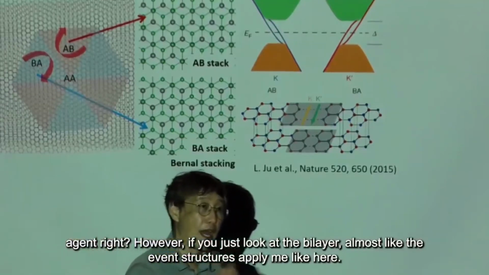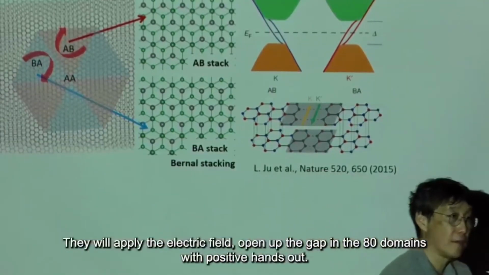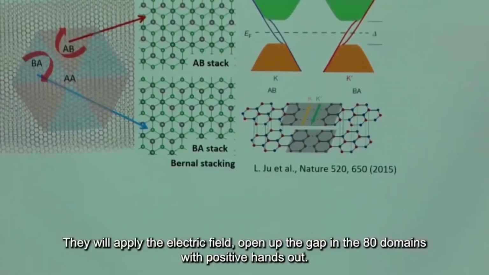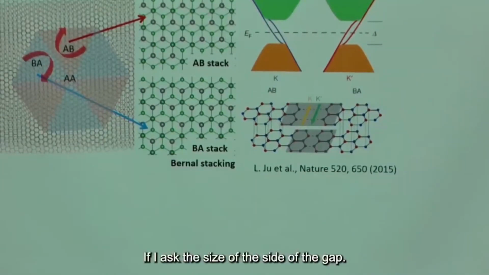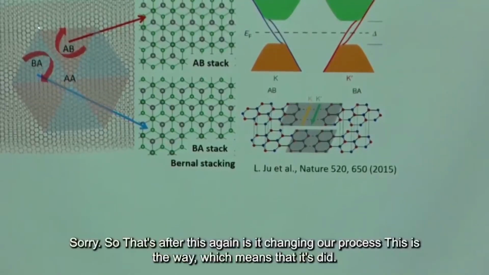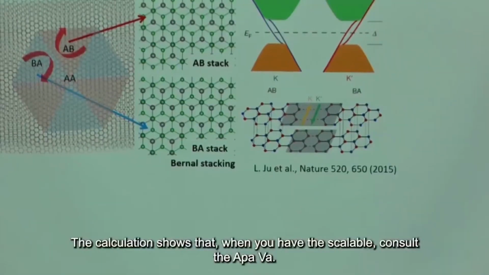However, if you just look at the bilayer monostack, the band structures applying the electric field open up the gap in the AB domains with positive sign. Turns out if I ask the size of the gap, BA is the opposite sign. So the mass of this gap is changing across this domain, which means that this domain boundary mode is topologically protected. The calculation shows that when the gap opens up in AB and BA by applying the electric field, this domain boundary mode is topologically protected again.